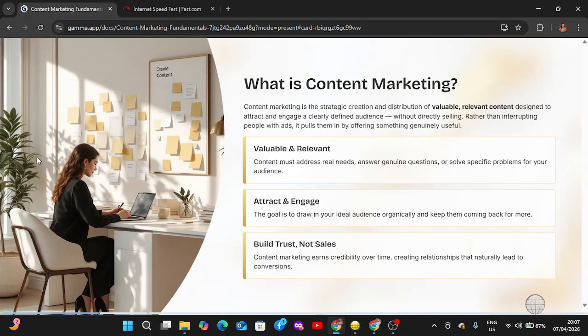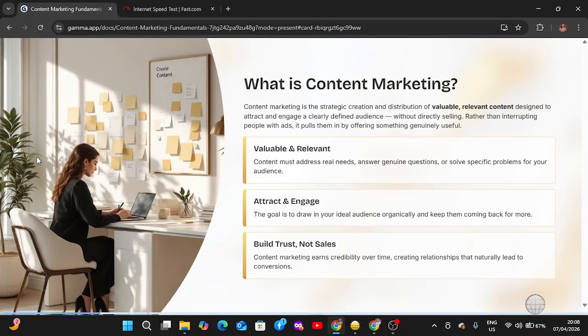So what kind of content, how should your content be? Number one, valuable and relevant. That means your content should address the real needs of your audience. Why are you putting this content out there? It is to address their real needs. That means your content must be solving a problem for them, educating them on why they should buy from you and not the next person. The next thing is also to answer genuine questions and to solve a specific problem for your audience.